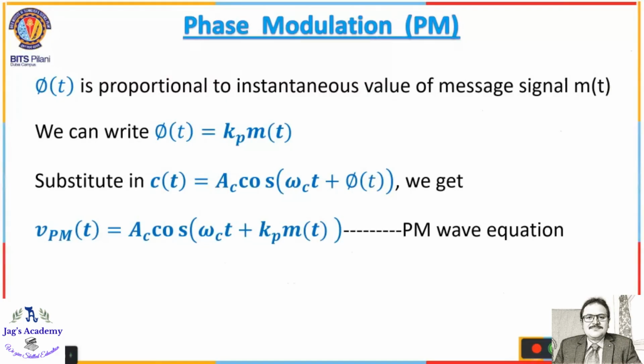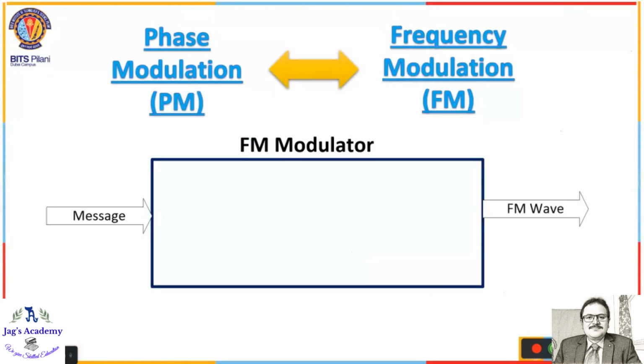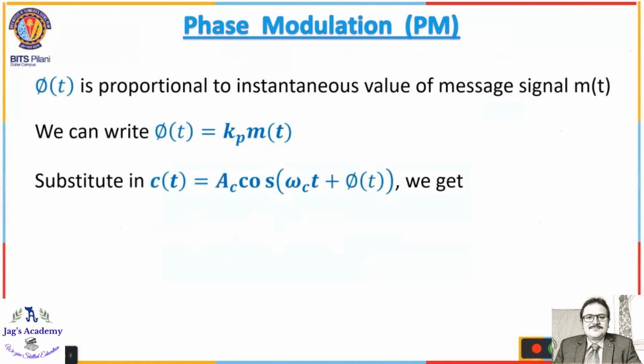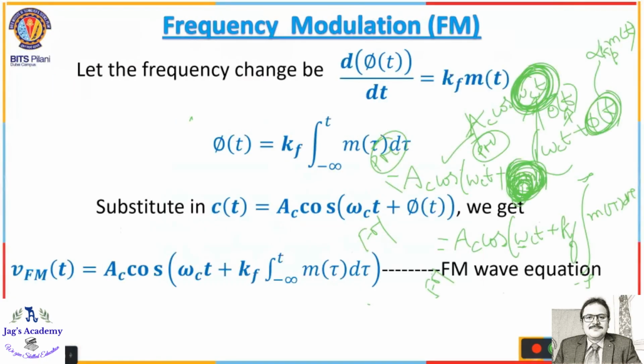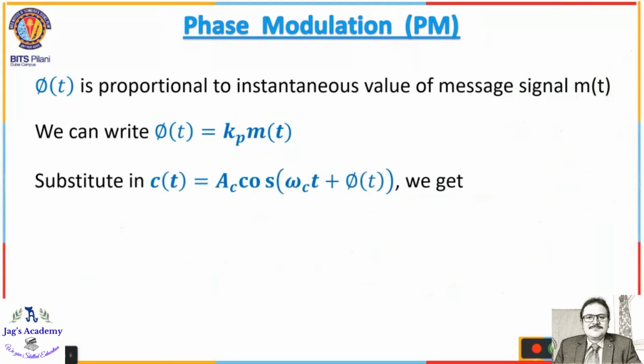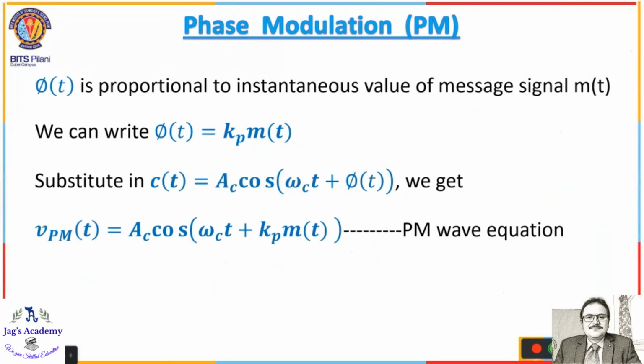Now the same equation we write in a different way using frequency. So phi of t, when you write it in terms of frequency, will become the integration of m of t. So the next equation is this equation, when phi of t is represented as a frequency. This is called the frequency modulated wave. This is called the phase modulated wave.